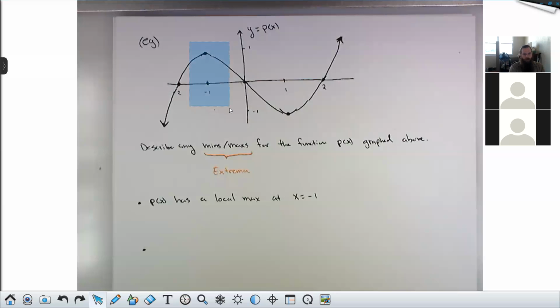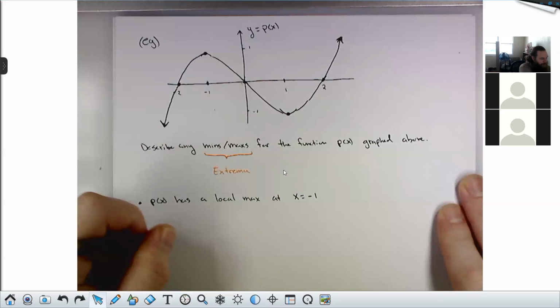So this, if I draw a little window around this, is that the tallest point in that window? Yes. So this is a local max. There is a local max at -1. What about this? What is this? Yeah, good. There's a local min at x equals +1.